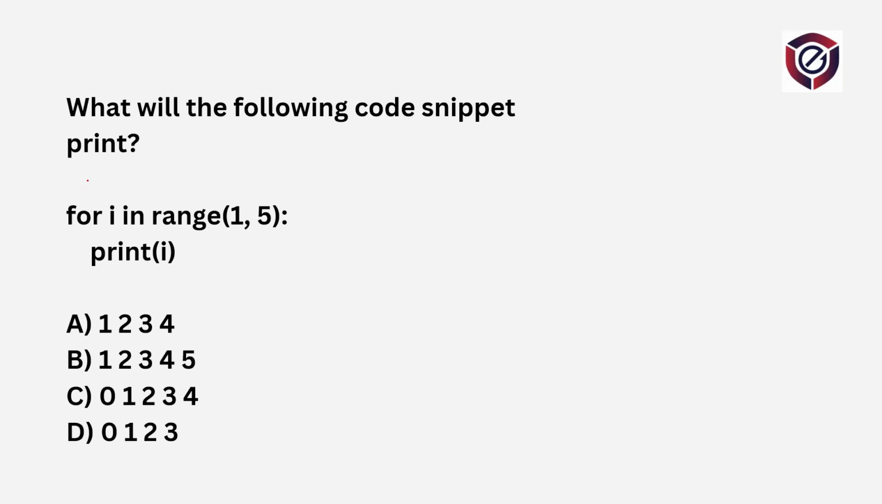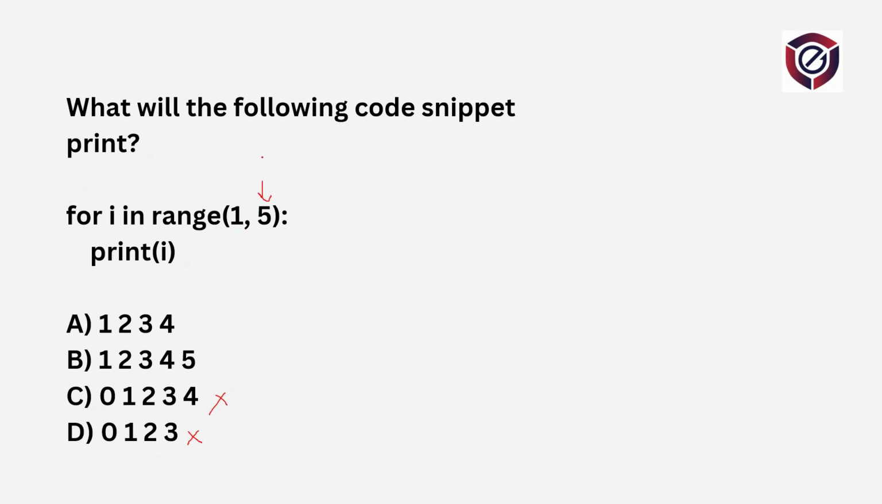What will be the output of the following code? A for loop has been given with a range. The range is starting from 1. So remember, whenever the range is starting from 1, the options starting with 0 will be eliminated automatically. Option C and option D, because it is starting from 1, how can it print 0? So again, it is printing all the values in the range from 1 to 5.